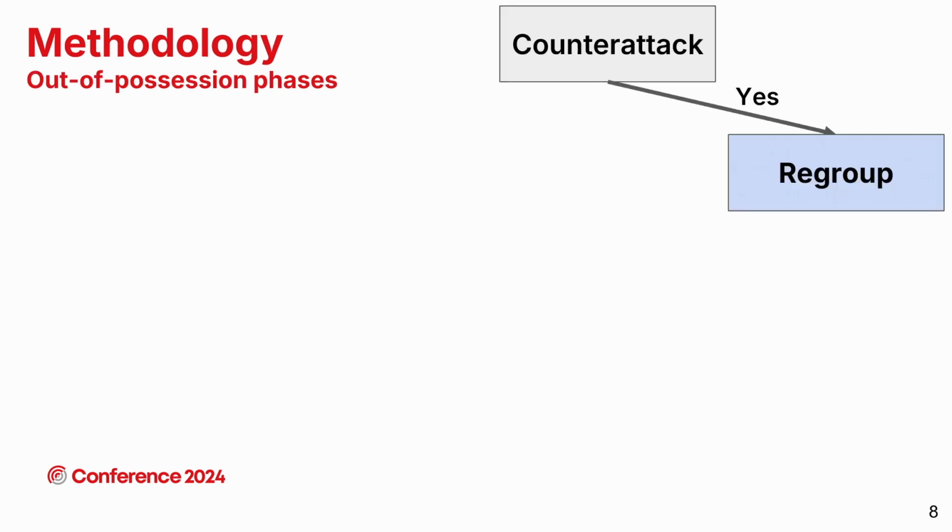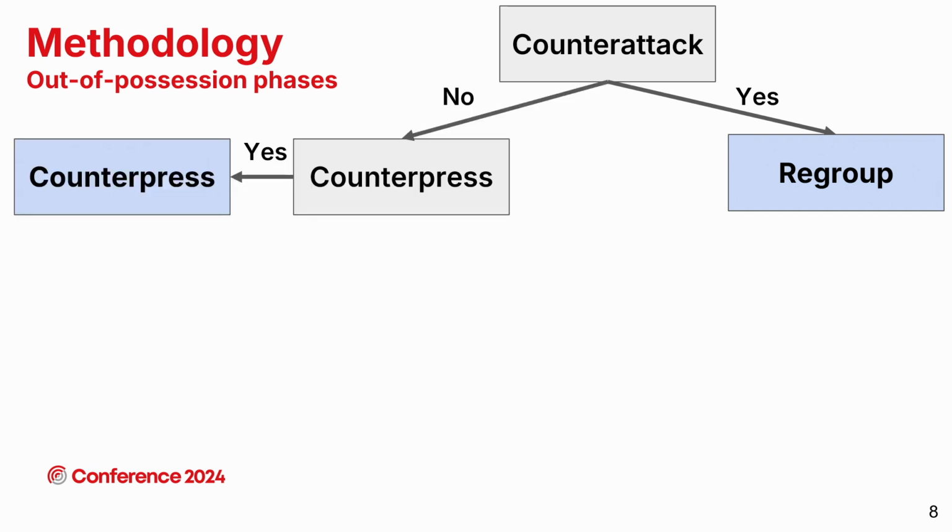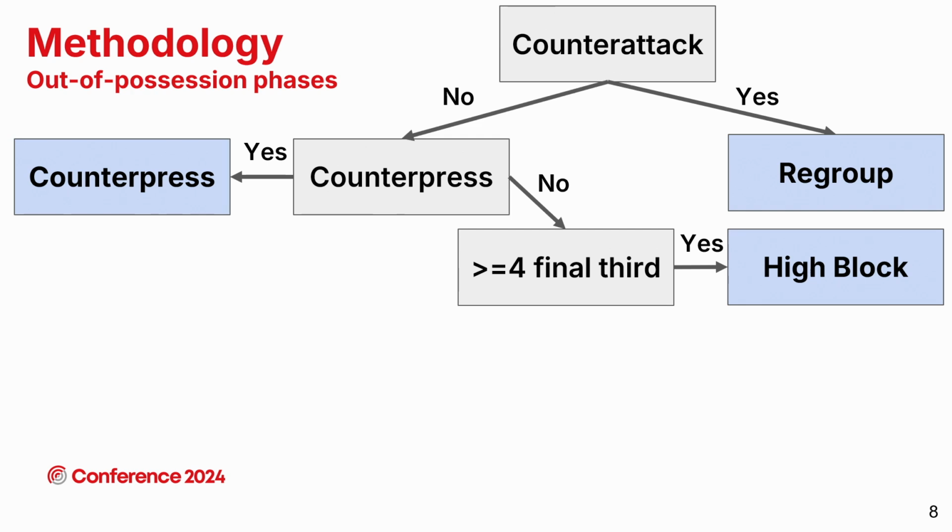Moving on to the out-of-possession phases, we define regroup as if the in-possession team is making a counterattack, so again, depending on StatsBomb's event data. Similarly, we define counterpress if the out-of-possession team is making a counterpress action towards the ball carrier, so these 2 are also dependent on StatsBomb's event data entirely. For all the other phases, we didn't rely on the ball location, but we relied on the number of visible players that we might see in specific areas of the pitch.